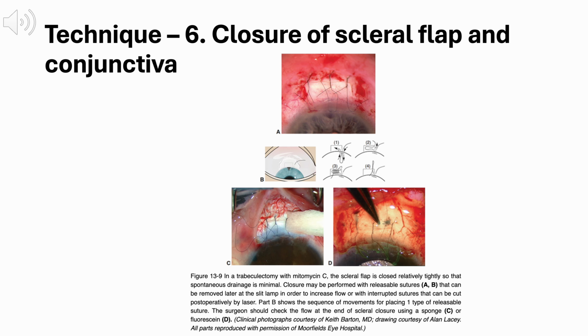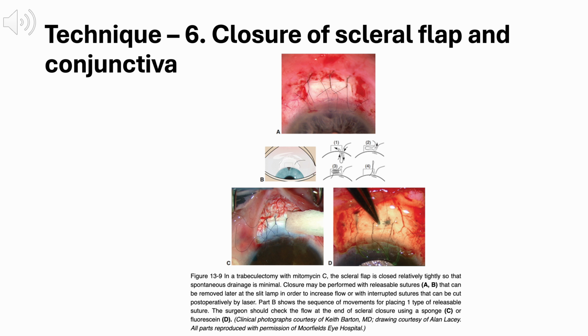Here is another figure depicting the last two steps of this surgery. This step focuses on securing the scleral flap and establishing controlled outflow. The flap is typically closed fairly tightly, especially when mitomycin C is used, so spontaneous drainage stays minimal. Surgeons may choose releasable sutures, which can be adjusted or removed postoperatively, or interrupted sutures that can later be cut at the slit lamp.